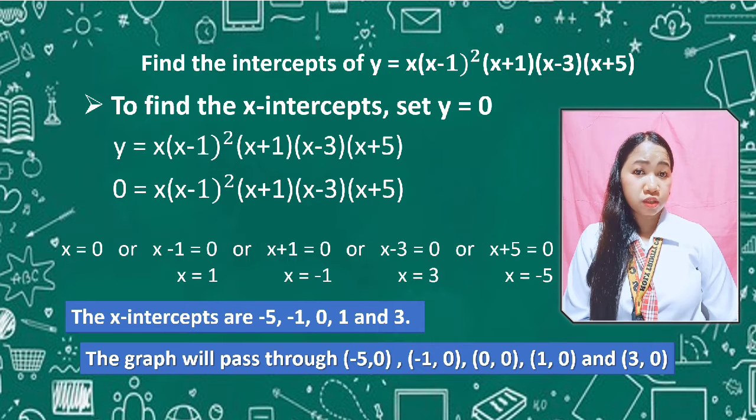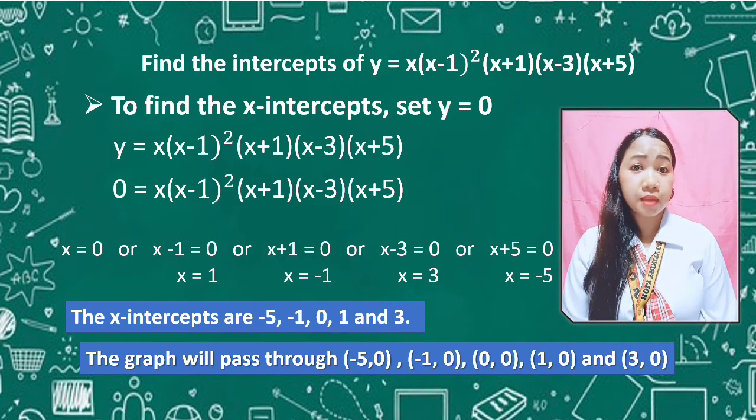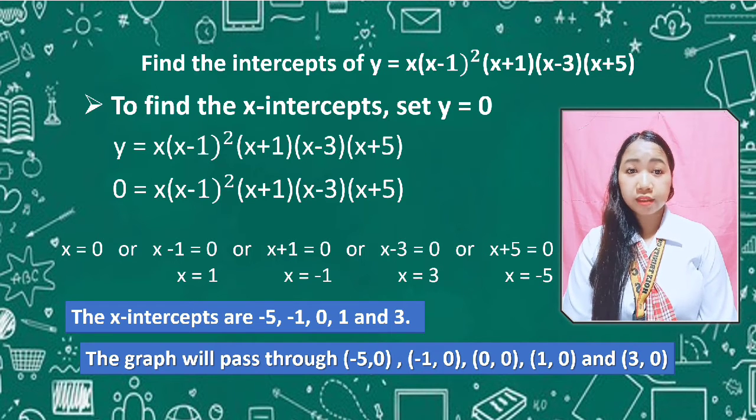Therefore, by transposition, we have x equals 0, x equals 1, x equals negative 1, x equals 3, x equals negative 5. Therefore, we have 5 x-intercepts. These are negative 5, negative 1, 0, 1, and 3. This means the graph will pass through negative 5, 0, negative 1, 0, 0, 0, 1, 0, and 3, 0.